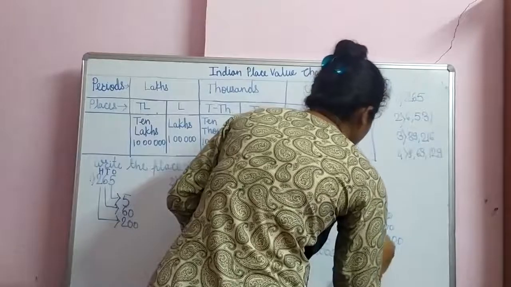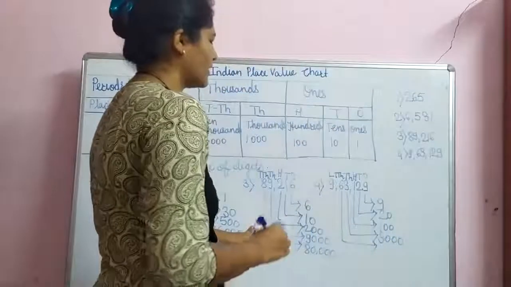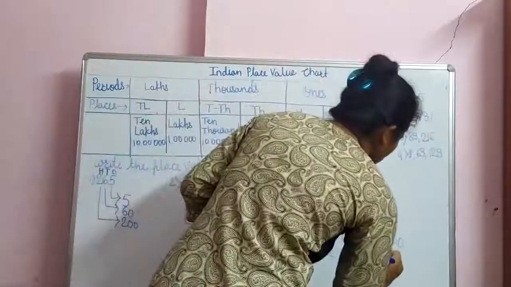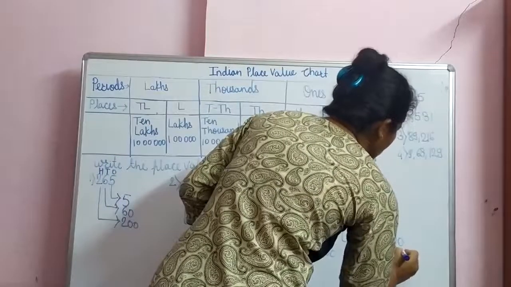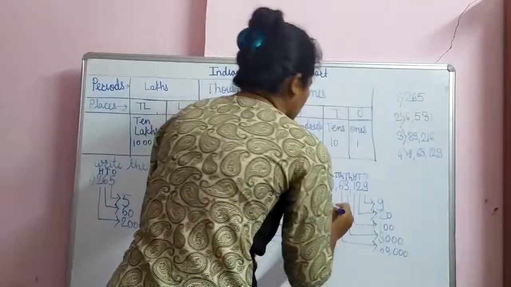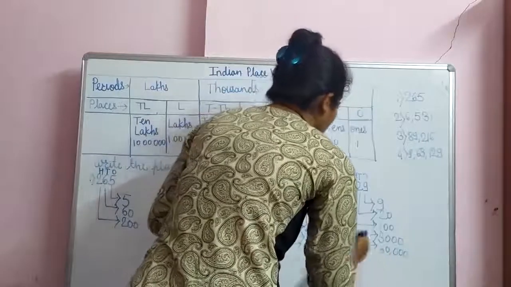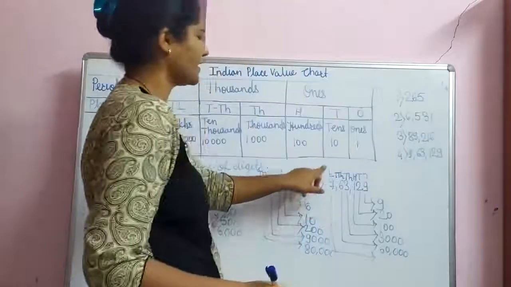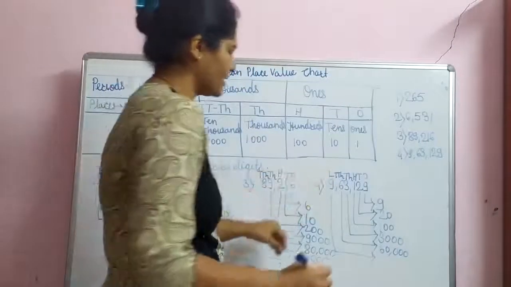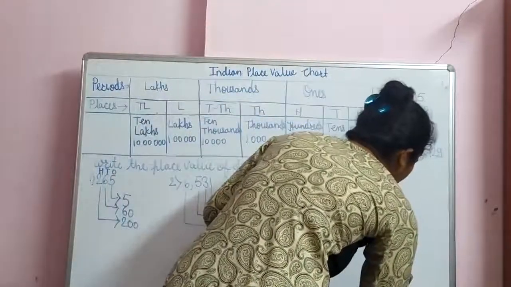Next is a 6. So what is the place value of this one? That is a 10,000. What is it? 60,000. And last is a 9. That is on a which place? It is on a lakh place. So place value of it is a 9 lakh.